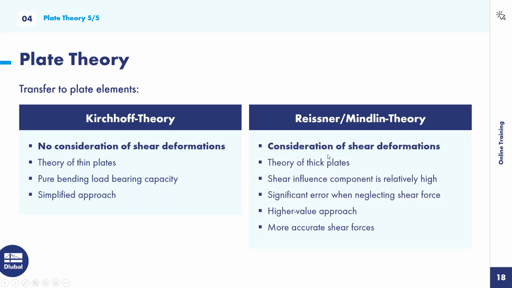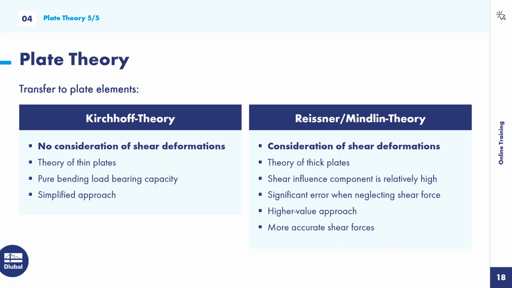And then for the Reissner-Mindlin theory, again, shear deformations are taken into consideration. So the results are great for thick and thin plates, and the shear influence component is relatively high. And there's significant error when neglecting shear forces. So if we have a very thick plate and we neglect the shear deformations, as with the Kirchhoff theory, then we're going to have some error compared to realistic results. So this is going to give you more realistic results, a higher value approach, and like I said, more accurate shear forces.